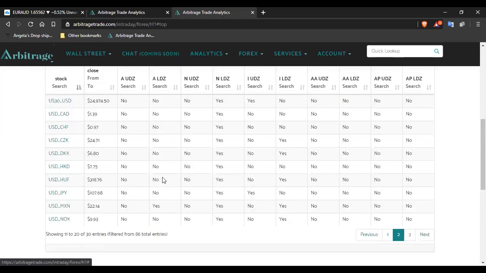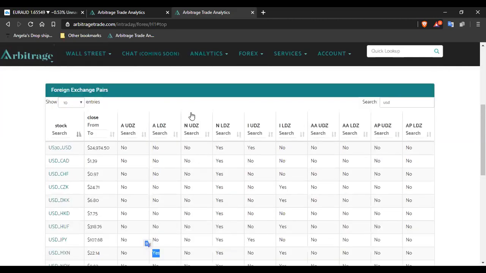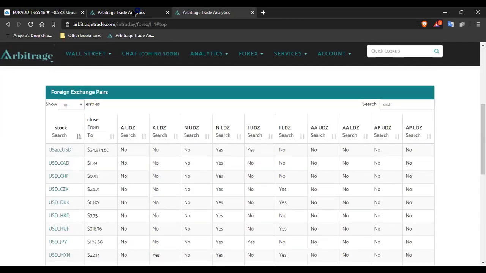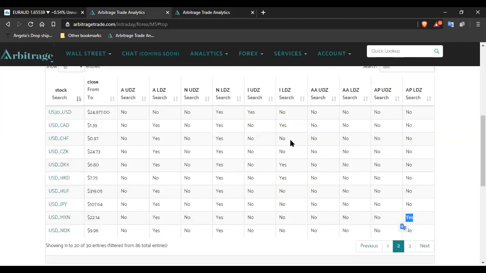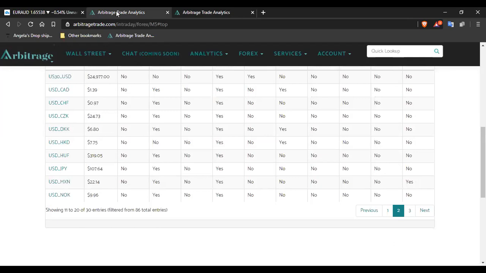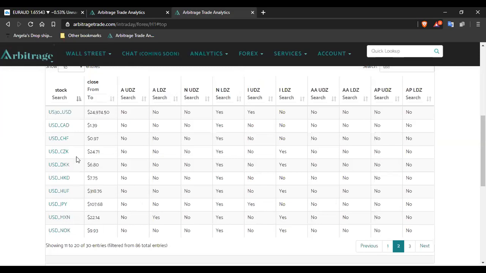USD Mexican right here. We got the yes on it being at the lower danger zone, and then so I put a check mark on it. That's a confirmation, because the 5-minute apocalypse band, and I know that people hear me say this a lot, but I just like to reiterate it. The 5 minutes apocalypse band is equivalent to the 1 hour arbitrage band. Where is it? Right here. See how they're both at the lower danger zone? And so that's why I look for the confirmation.